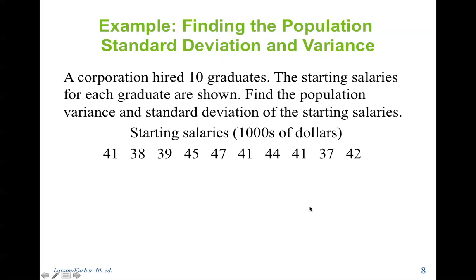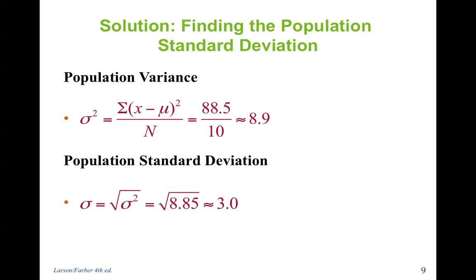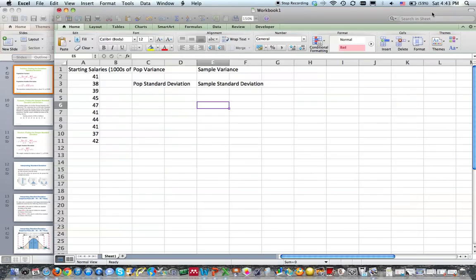Finding the population standard deviation and variance. A corporation hired 10 graduates. The starting salaries for each graduate are shown again. So, if we want to find the population variance, we can plug it into the formula, and then there's the population standard deviation, or we're going to use Excel in our class. So I'm going to go over here to Excel and find the population variance.